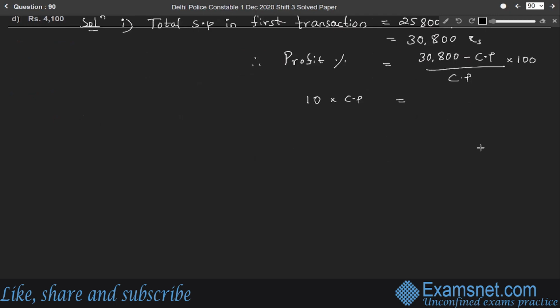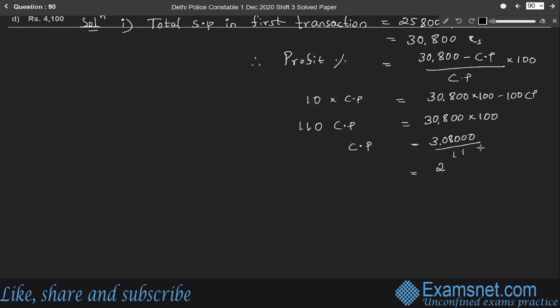Therefore, it is 30,800 into 100 minus 100 CP, which is equal to 100 CP plus 10 CP, which is 110 cost price, equal to 30,800 into 100. So cost price is equal to 3,08,000 divided by 11, which is equal to 28,000. Total cost price is equal to 28,000 rupees. So this is the first part of the solution.